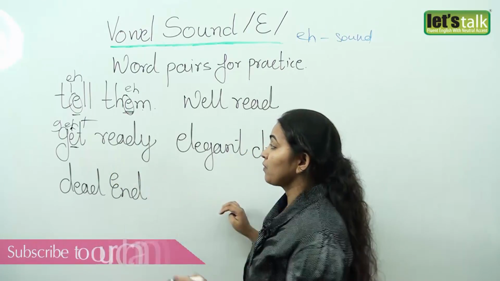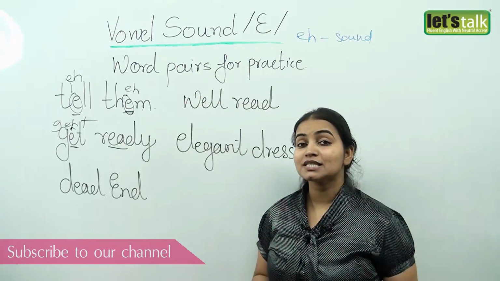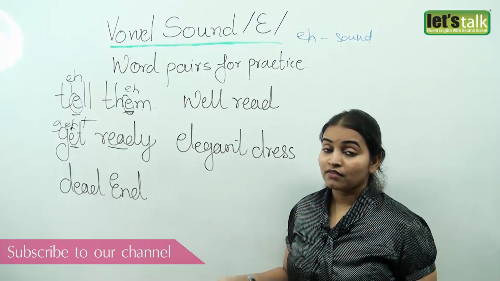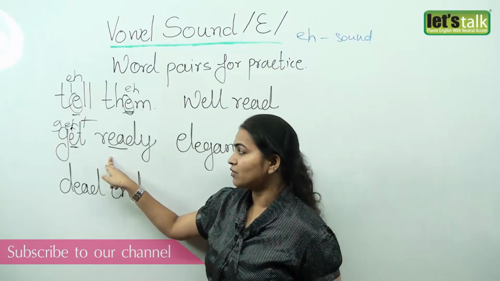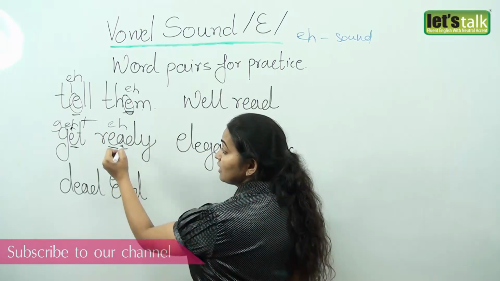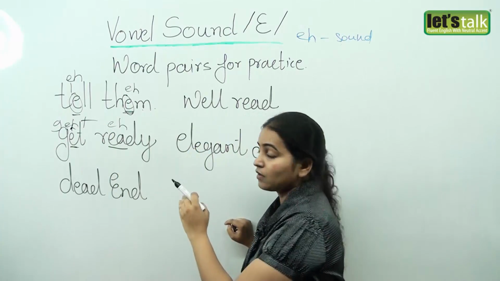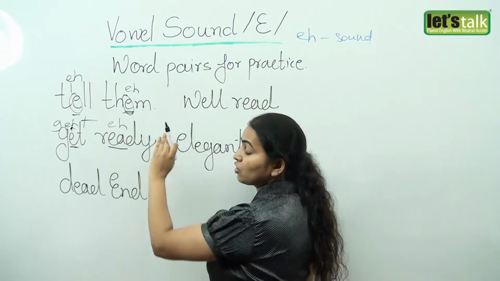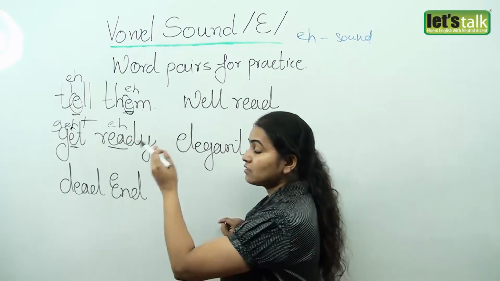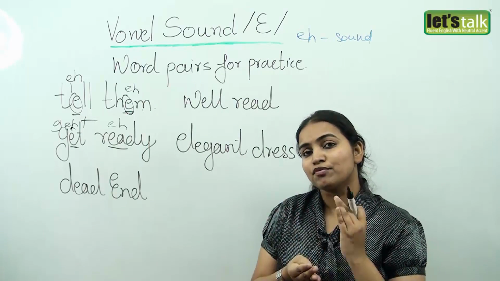The next one, "ready." We've already established that according to the common spelling patterns, the ea in a word always gives me the eh sound. So I don't say "reedy," I say "ready," because the ea gives me the eh sound. So it is "ready." Get ready. So the short e sound always makes the words brief and short.